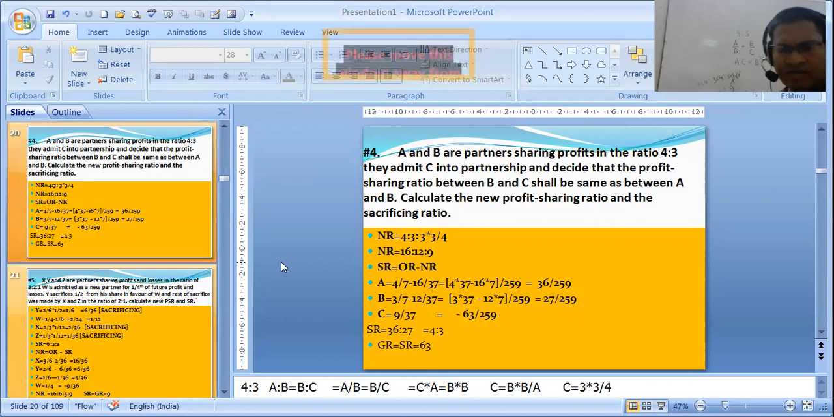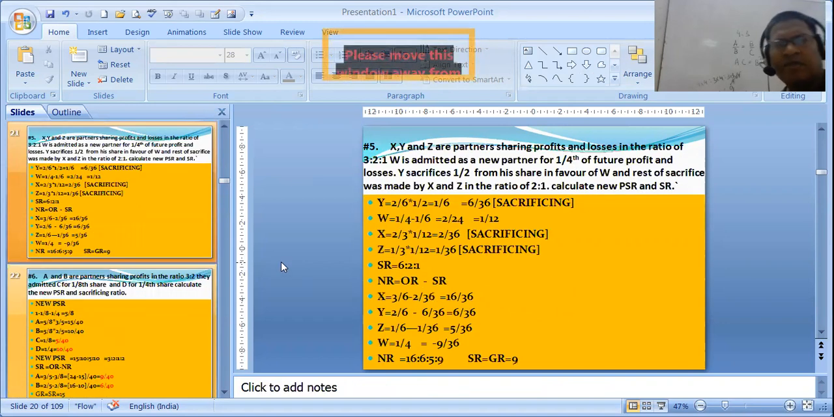So we have understood a new sum again. One more sum. X, Y, and Z are partners sharing profits and losses in the ratio of 3 is to 2 is to 1. W is admitted as a new partner for 1/4 share, and Y sacrifices half from his share in favor of W. Y is giving half of his share. Y's share was how much? 3 is to 2 is to 1 means 2 by 6 was Y's share. Half of 2 by 6 is 1 by 6, which Y is sacrificing.